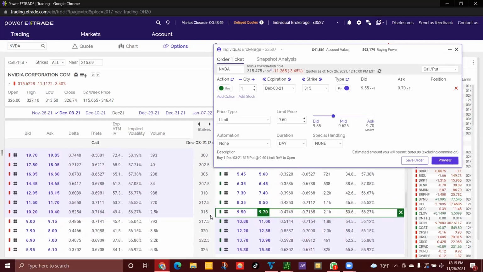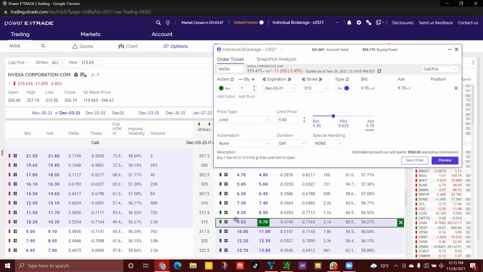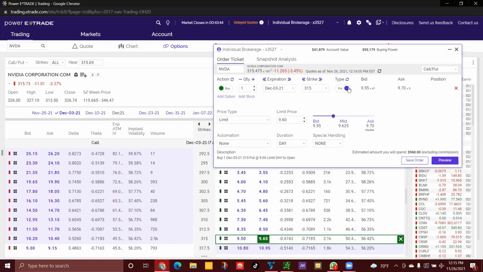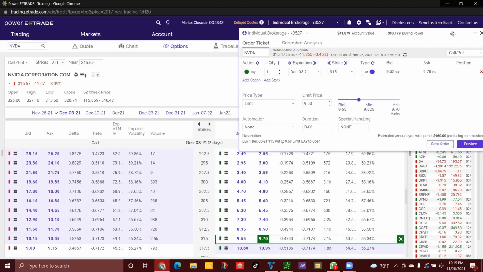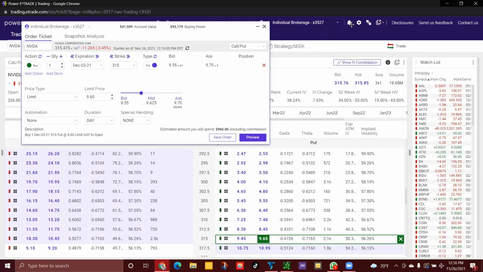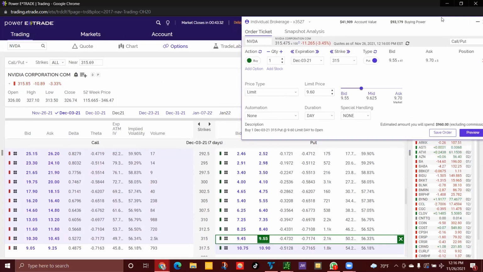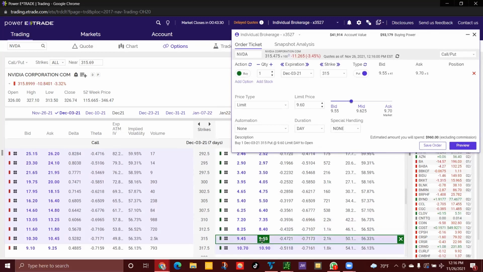So that means next Friday, guess where NVIDIA has to be at expiration for me to make money on this contract or break even on this contract? You know how to calculate it real quick with the delta? No. Or the contract? Okay. No. So, all right. It's at $9 right now.